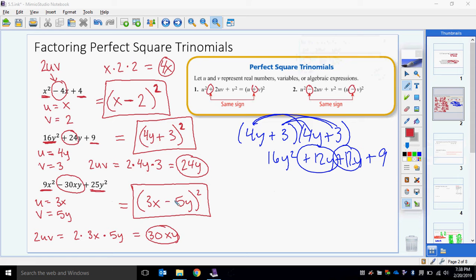Okay, hopefully you got 3x minus 5y quantity squared. How did I get that? Well, my first thing being squared is a 3x to get you 9x squared. The last thing being squared is a 5y to get you 25y squared. Now, I have to check to be sure that this is a perfect square trinomial. It's not always going to be. So I need to check the 2 times u times v. Check to see if it's that middle term here. 2 times u times v would be 2 times 3x times 5y, which would give me 30xy, and they do match. Now, because it's a negative, I need to put a negative in my parentheses.